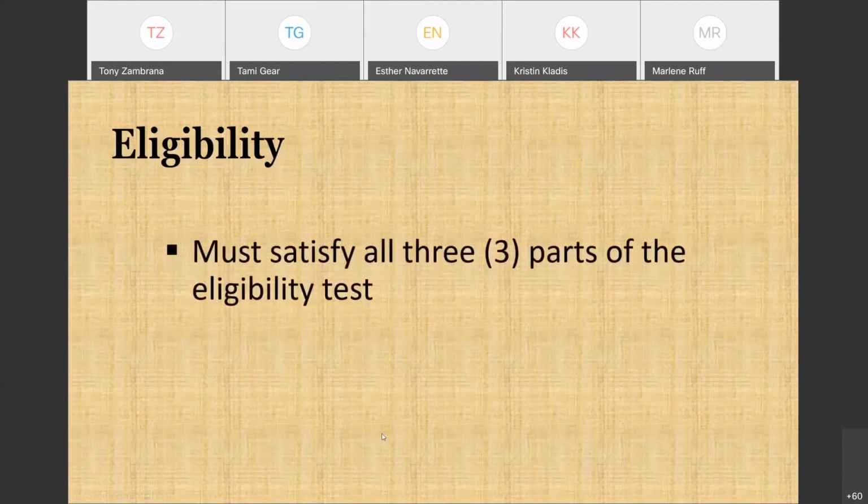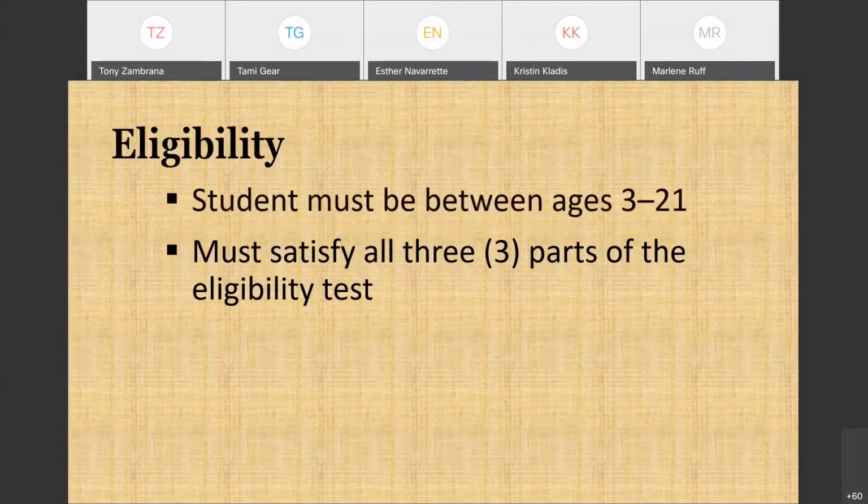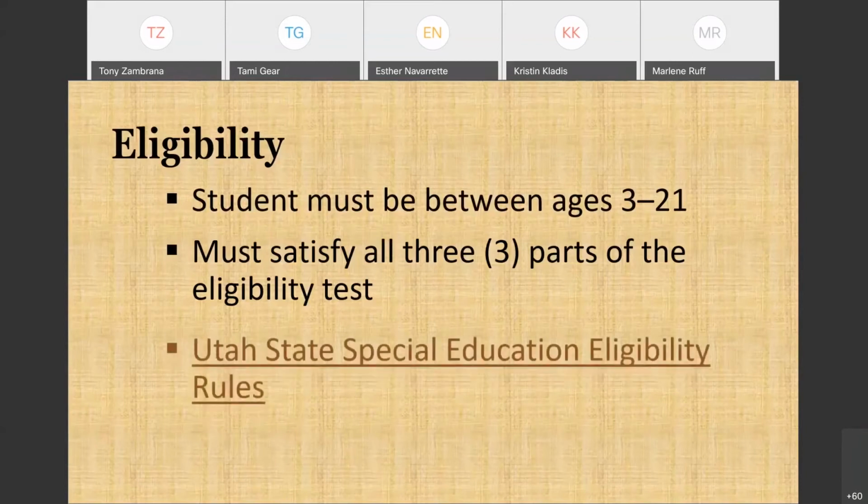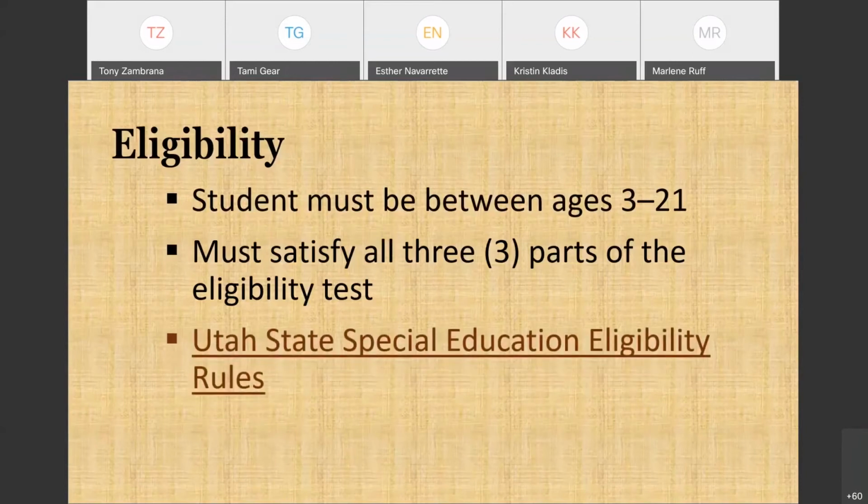Okay, so to be eligible for the Carson Smith, you have to satisfy all 3 parts of the eligibility test for special education. First, the student must be between the ages of 3 and 21. And if you have any questions about eligibility rules and how things are determined, this is a link in the PowerPoint that you can see the special education eligibility rules. So you know that special education rules have been recently updated and they are about to go in front of the board for full approval.